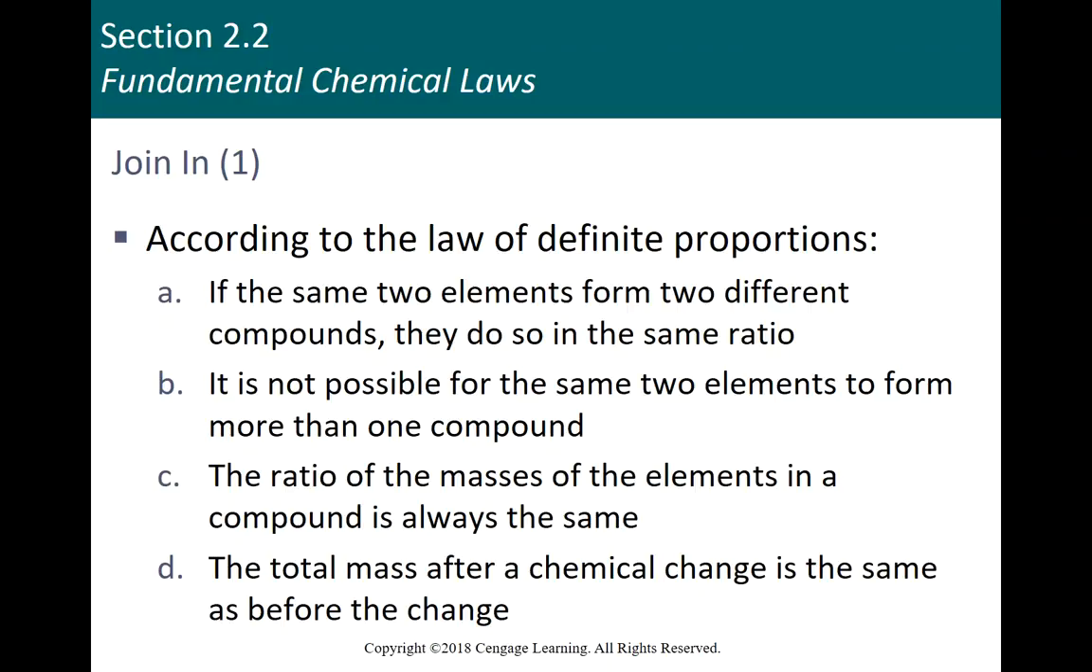Let's look at B. It is not possible for the same two elements to form more than one compound. That's not even talked about in the law of definite proportions, and we know by the law of multiple proportions that's not correct. Answer choice C, the ratio of the masses of the elements in a compound is always the same. That is the law of definite proportions, so we'll choose C. And then if you go on and look at D, that's basically talking about the law of conservation of mass.